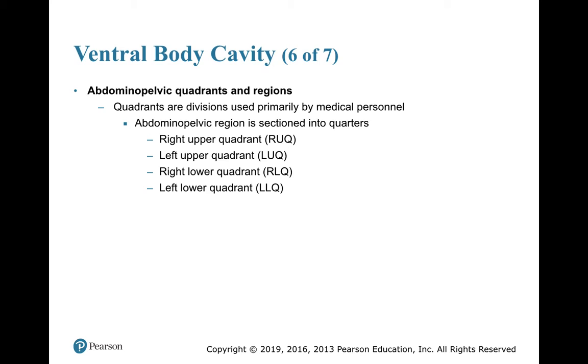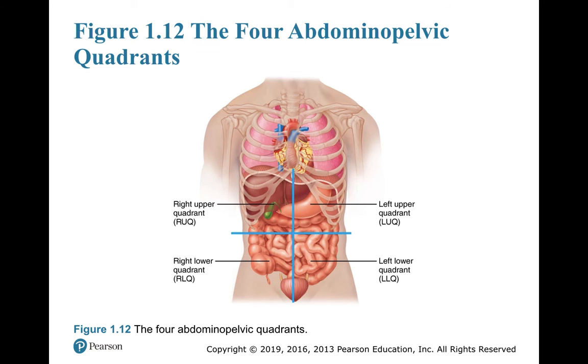The abdominal pelvic cavity is divided into quadrants and regions. Quadrants are the most commonly used divisions. Most primary care medical personnel are going to refer to quadrants of the abdomen, and you would divide it into the right upper quadrant, left upper quadrant, right lower quadrant, and left lower quadrant. Again, I remind you, it's the patient's right and left, or the specimen's.